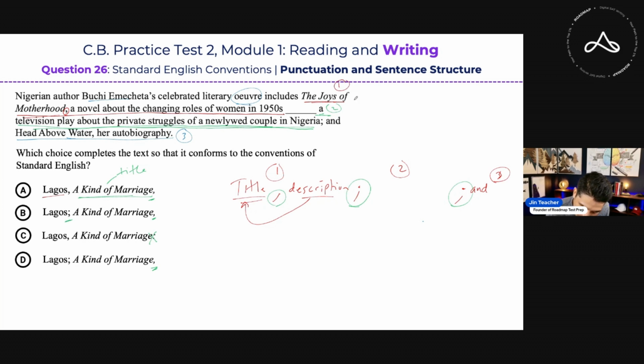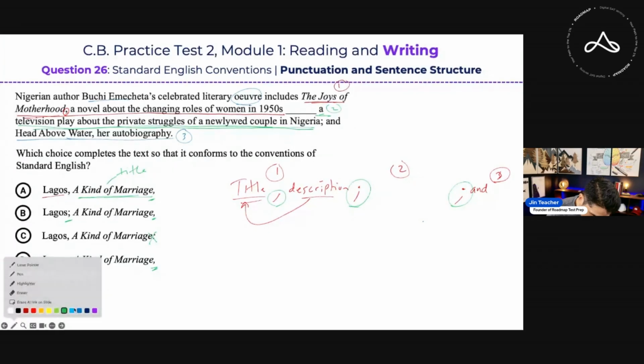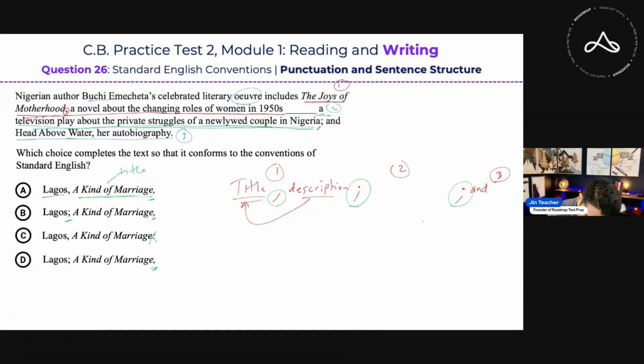But we can see that between item 2 and item 3. Right, so item 2, the title is A Kind of Marriage, and then the description is a television play about the private struggles of a newlywed couple in Nigeria. What punctuation mark is separating item 2 from item 3? We have a semicolon. And we know that when we have a list, we always have to have a connecting word, right? Like and is almost always the connecting word that you'll see, although you can see connecting words like or or but sometimes, right, to connect items in a list. But and is almost always the connecting word that you're going to see. So, but notice how we have a semicolon, right? That's going to be used to separate the second item from the third item, right?